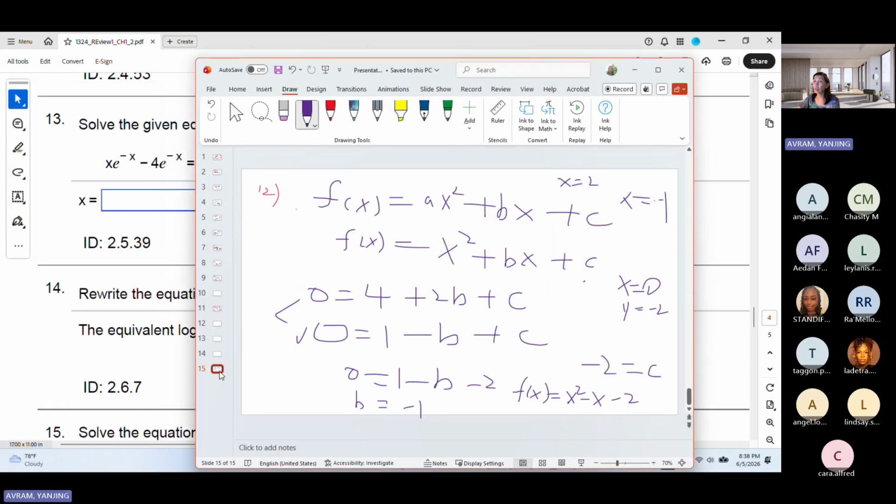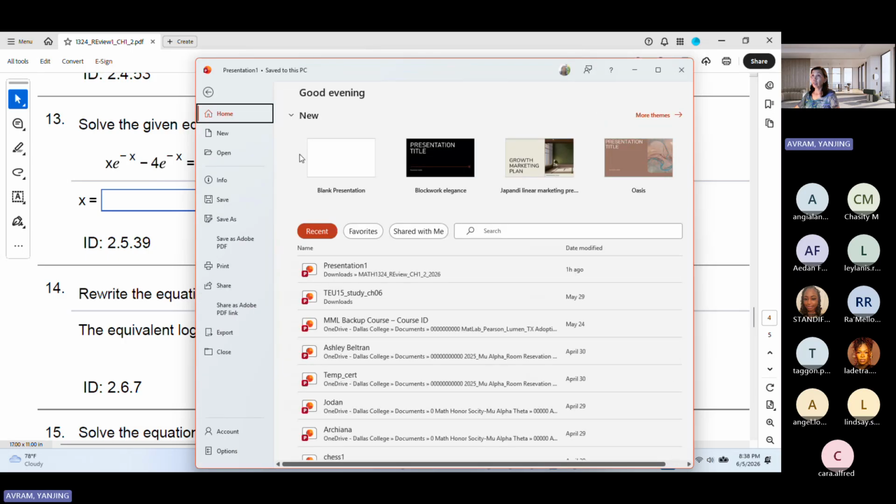Hold on, I ran out of pages. Okay. Let me make a new one.